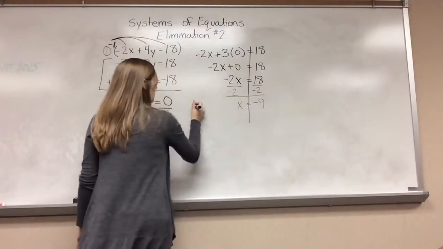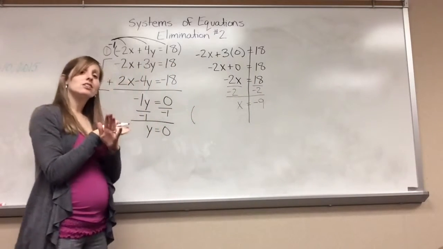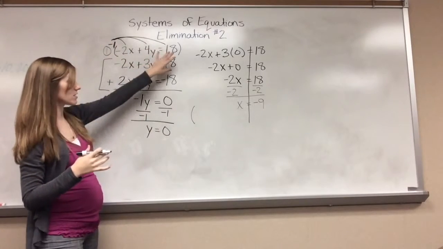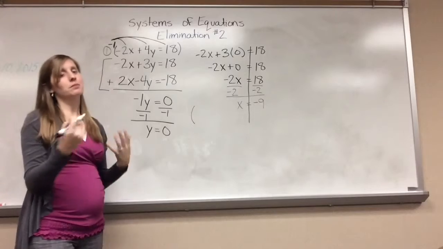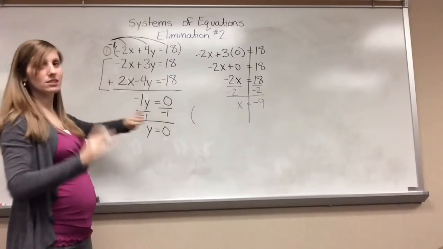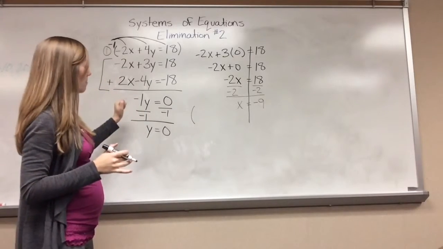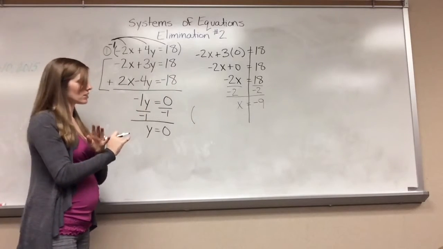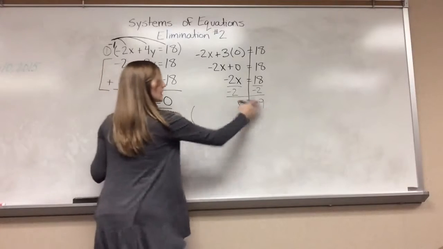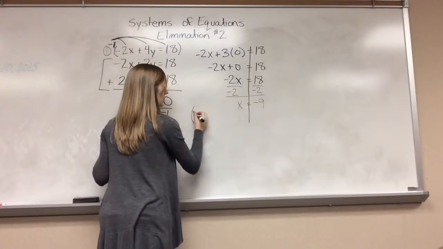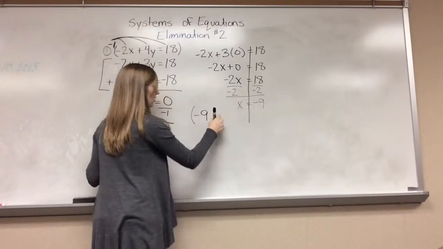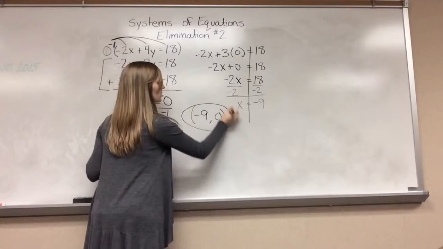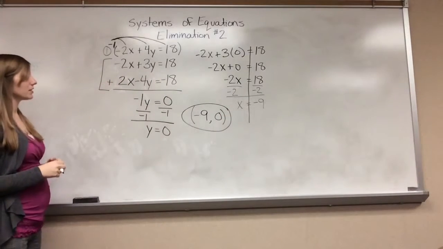So my answer, remember, our answers are actually the intersection point of these two lines, because I could graph these and find out where they intersect, but that would take a lot of time. There'd be fractions. It would get pretty messy. So it's easier just to do elimination. But because it's where they intersect, we write our answer as a point. The x coordinate always comes first. That's negative 9. And then the y coordinate. My y coordinate is 0, so 0. So our solution for number 1 is negative 9, 0.